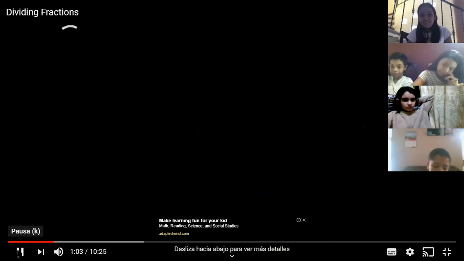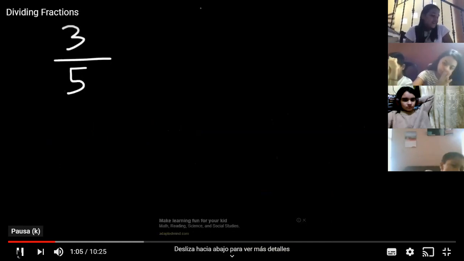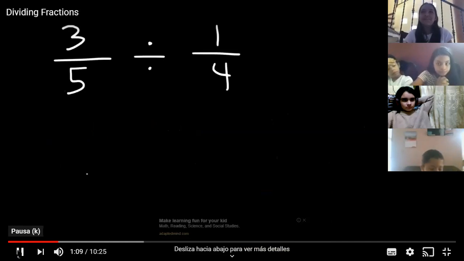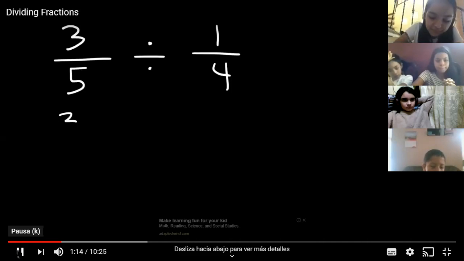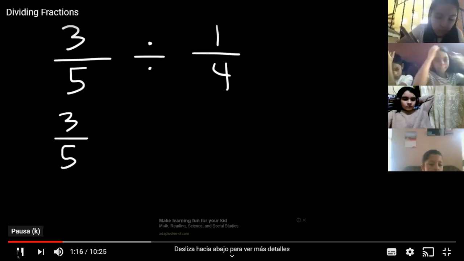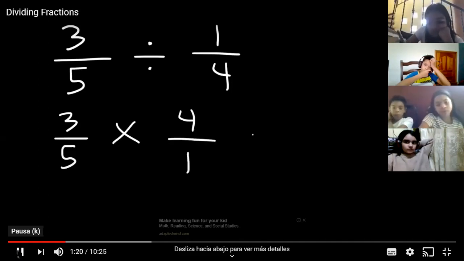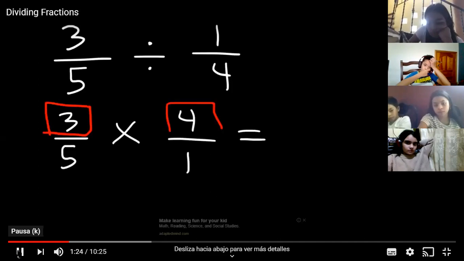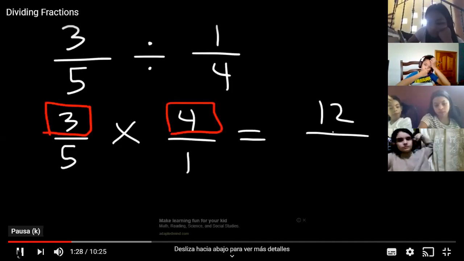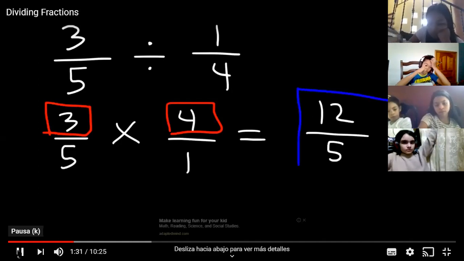Now let's try another example. 3 over 5 divided by 1 over 4. Feel free to pause the video and try that example. So let's keep the first fraction the same, and then let's change division to multiplication, and then we're going to flip the second fraction, and then multiply across. So 3 times 4 is 12. 5 times 1 is 5. Now, we can't reduce this fraction, so this is going to be the final answer. It's 12 over 5.